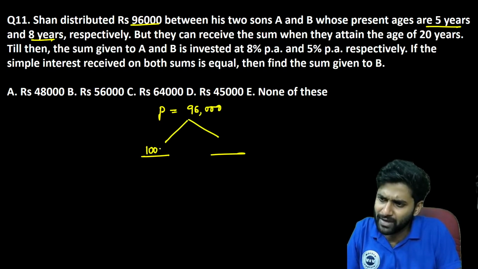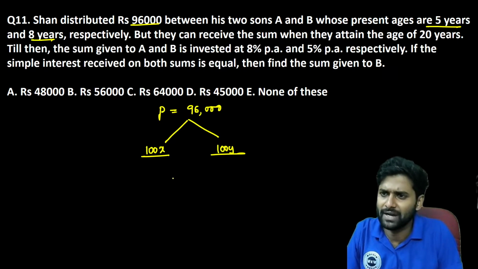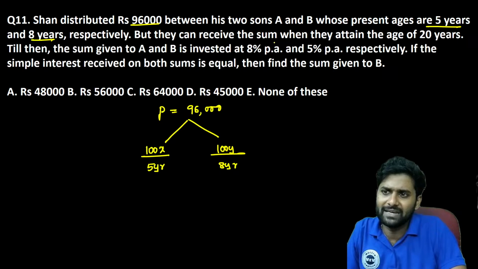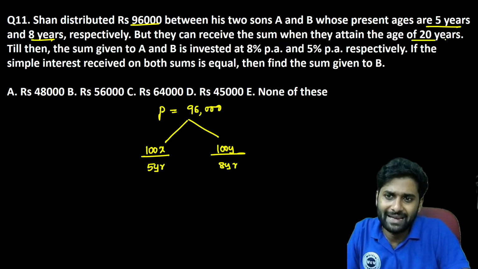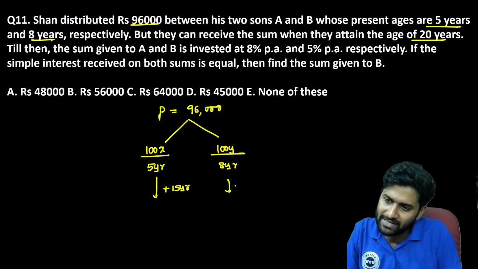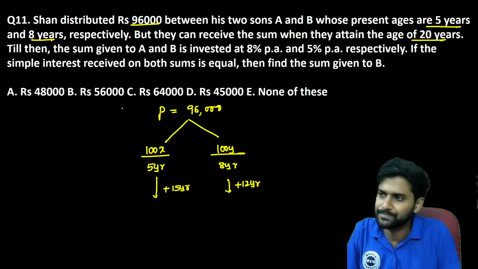Let us assume the values. I just took these values as 100x and another value 100y. Now their respective ages are 5 years and 8 years. But they can receive the sum when they attain the age of 20 years. So he will get the sum after 15 years, and the other will get it after 12 years.